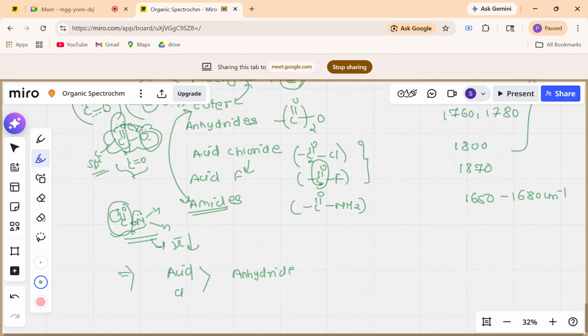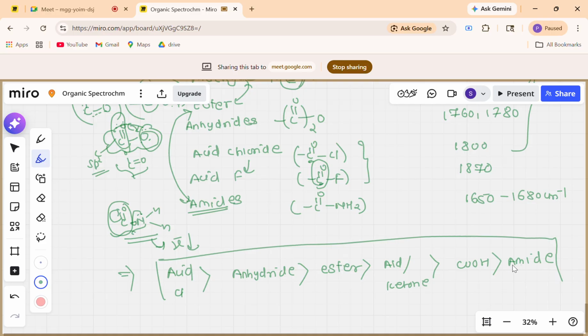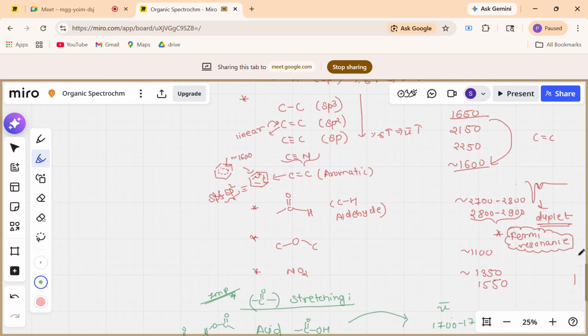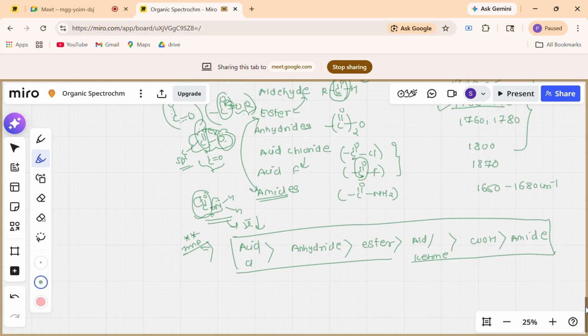Understood, ma'am. Okay, so basically we see the order: acid chloride or fluoride greater than anhydride greater than ester greater than your aldehyde or a ketone greater than your carboxylic acid greater than amide. Okay, so this is basically the general trend that we observe in the value of stretching frequency in case of the compounds containing carbonyl group.